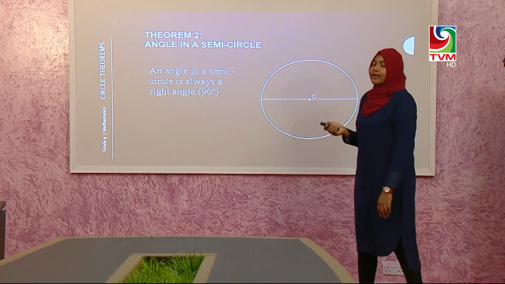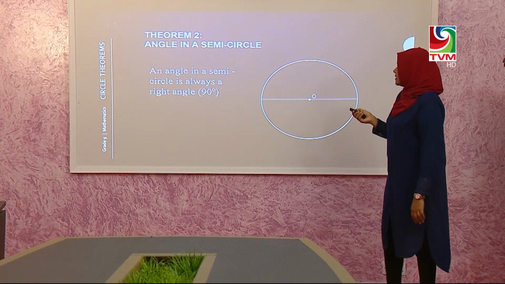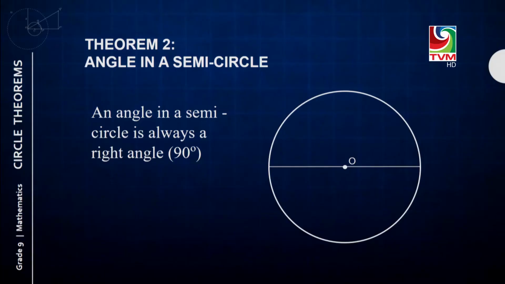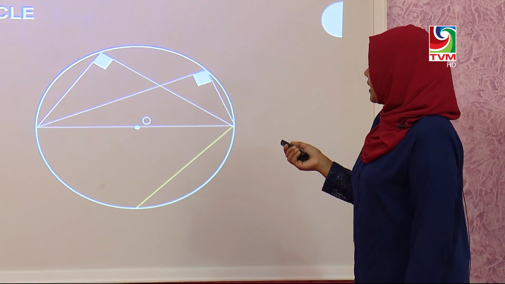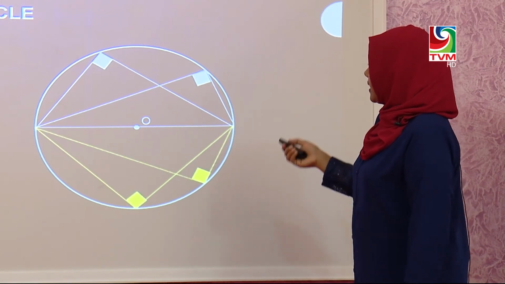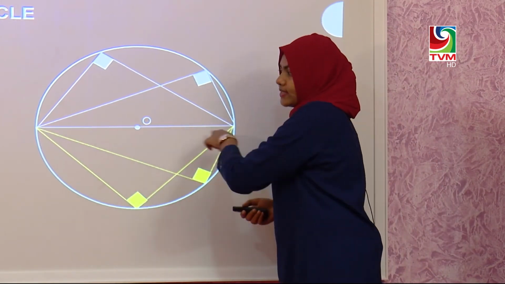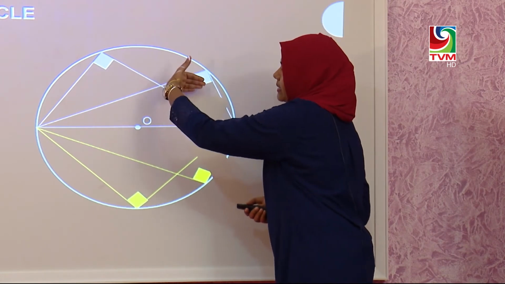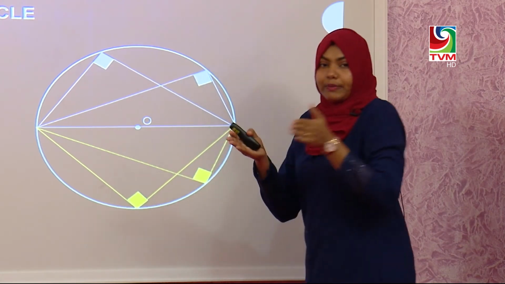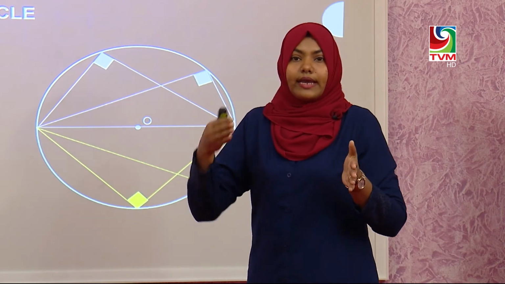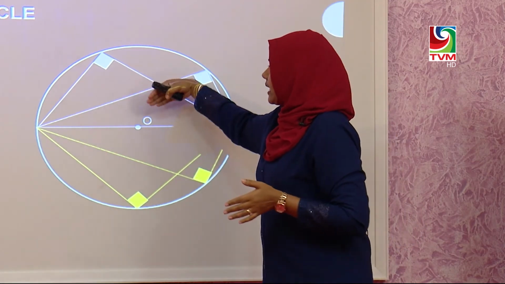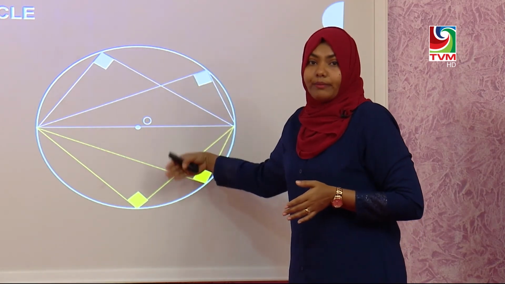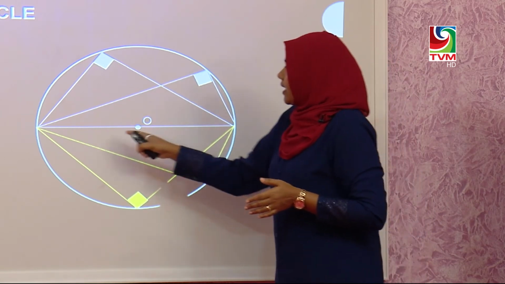Let us look at the second theorem, which is angle in a semicircle. An angle in a semicircle is always a right angle, which means it will form 90 degrees. So, now you can see how it will be formed. When the diameter is drawn, above the diameter and below the diameter, it becomes a semicircle. So, it can become 90 degrees above the diameter and also below the diameter.